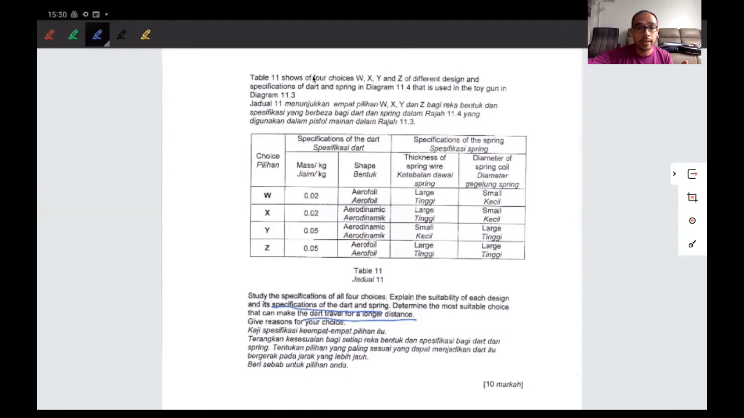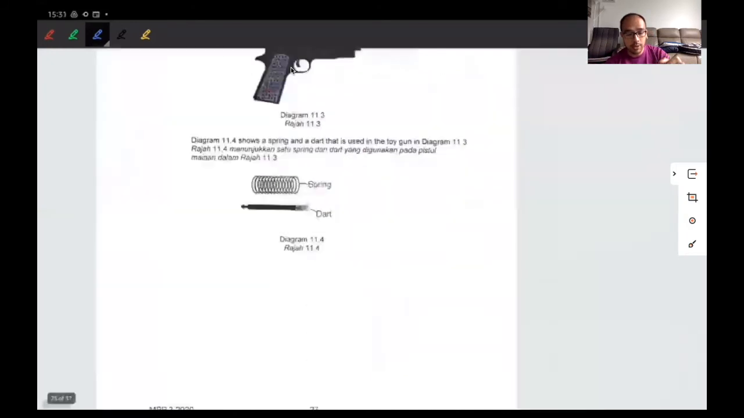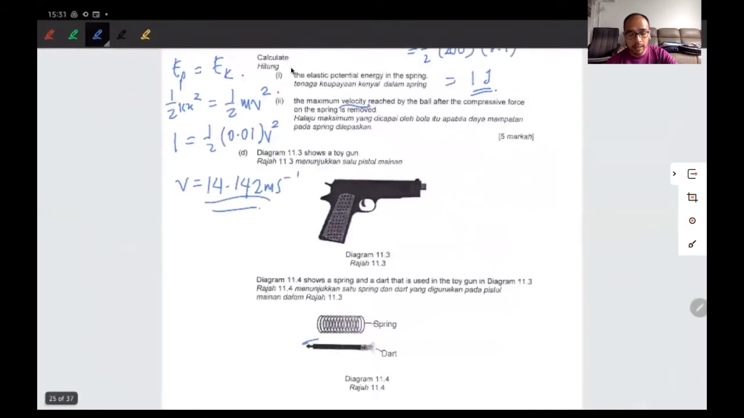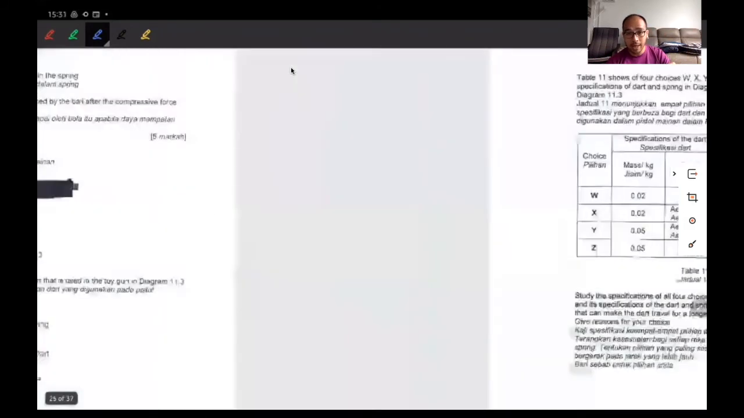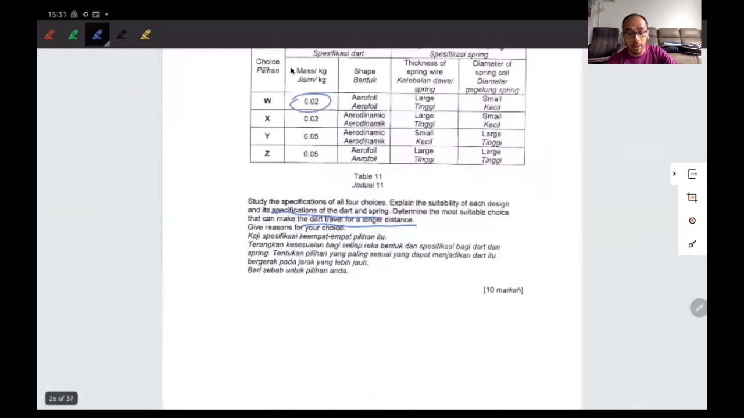What are we looking at? We are looking first at the specifications of the dart. Do we want a smaller mass? The dart is the one we shoot. In the previous question, it was a ball bearing. Now it's a dart. So obviously we want a smaller mass. Smaller mass means it is lighter, or you can say able to move faster because it's lighter. But remember, don't put 0.02. Say low mass or smaller mass of the dart.